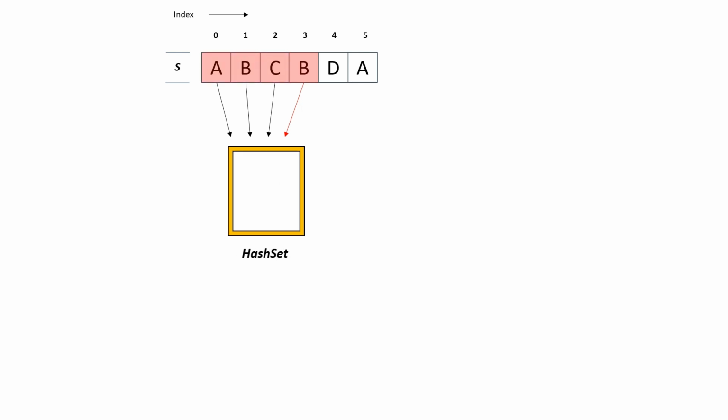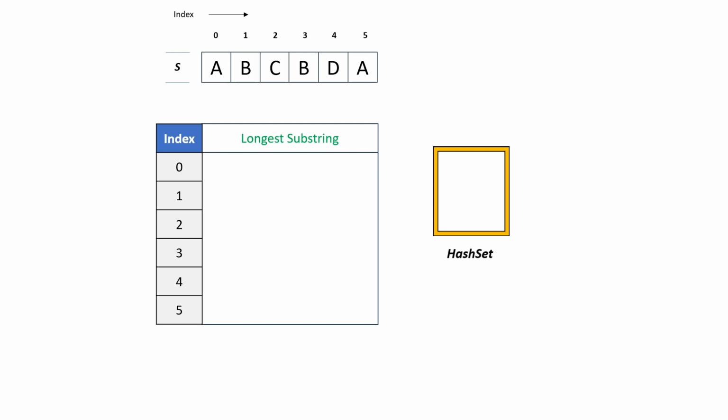Now let's apply this logic for every individual index, starting from index 0. At index 0, we will add A, B, and C to our hash set. And at index 3, when we encounter the character B again, you will notice that it was already present in the set. That means we need to stop the iteration as duplicate characters have been found. So, for index 0, the longest possible valid substring is ABC with a length of 3 units.